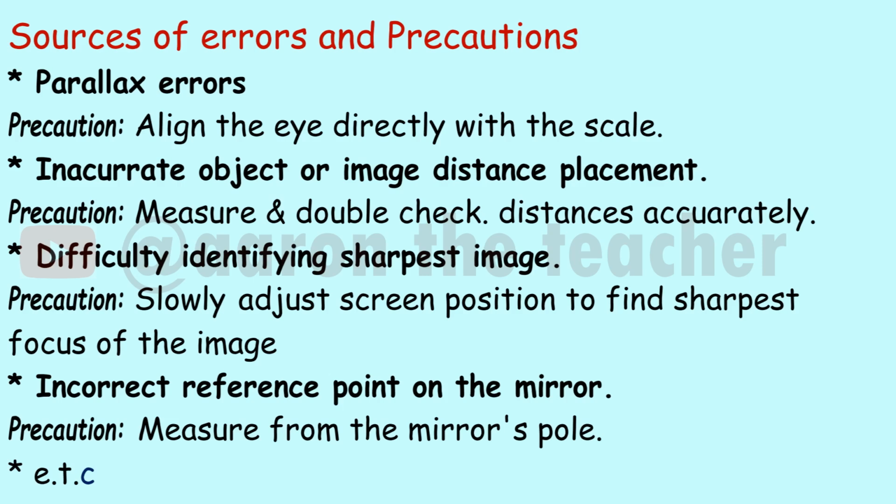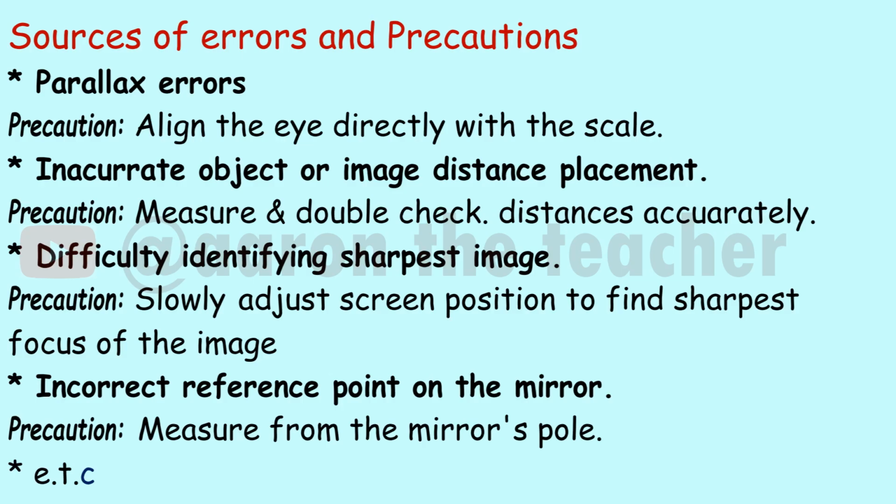Source of error 2, inaccurate object or image distance placement. And the precaution we have is to measure and double check the distances accurately before reading or recording them down. Another one is the difficulty in identifying the sharpest image. It can cause an error because it is not all that easy to focus that sharp image, but still the precaution would be to slowly adjust the screen position to find the sharpest focus of the image.